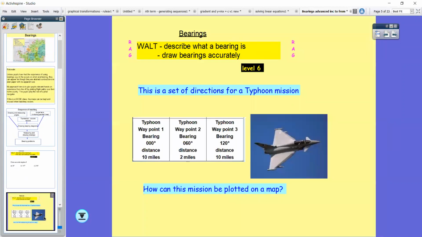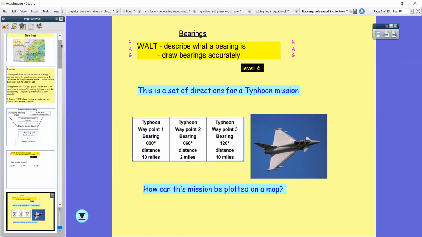So we try and get them all to do the same, thinking about what's going on here. Using some of these aircraft, since my previous career was in the Air Force, it's quite easy for me to find reasons for using bearings accurately anyway. What we've got here, the waypoint being the position basically. So this is what they're saying: from waypoint 1 would be bearing 000, 10 miles. How can this mission be plotted on a map? We don't go straight into this, but I'm just giving an example. This is the set of instructions you might be given as a pilot. How would you plot that? How would you know you'd end up there?